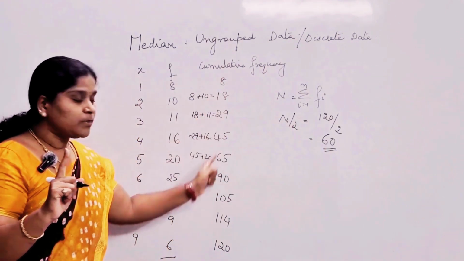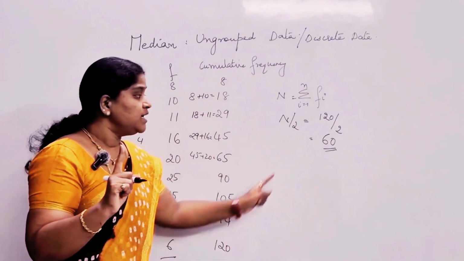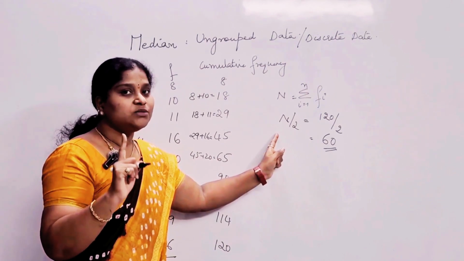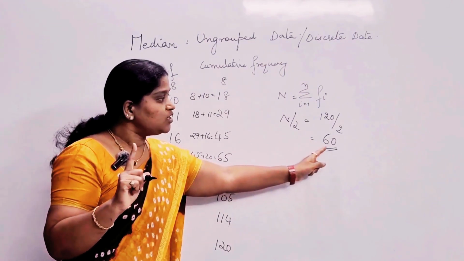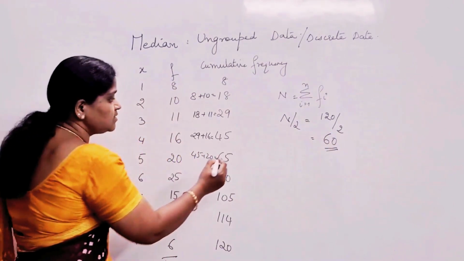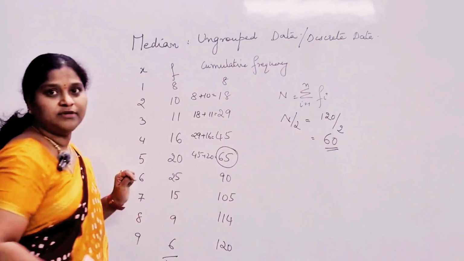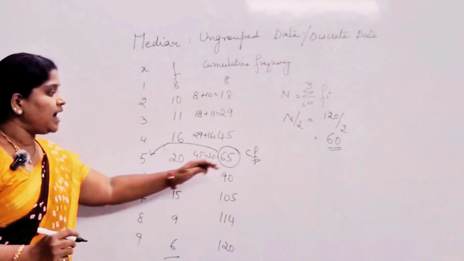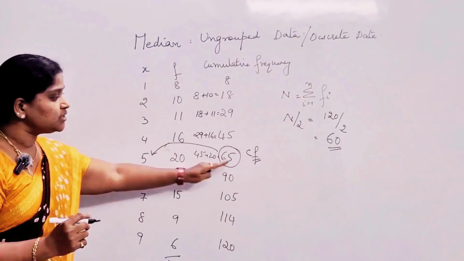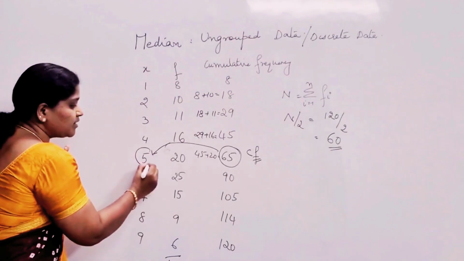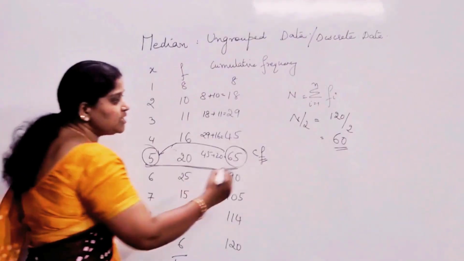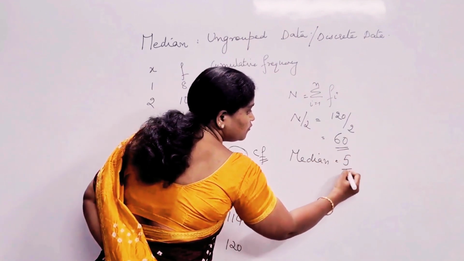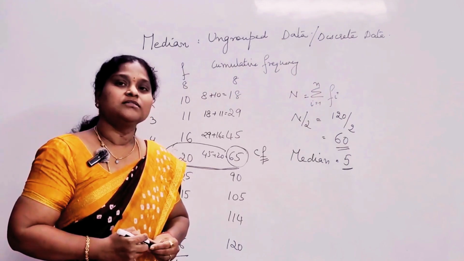In the cumulative frequency column, whichever value is just greater than N by 2 will be the CF value that is required. So the value that is just greater than 60 is 65. Yes, so this will be my required CF, and the corresponding x value to this 65 will be my required median. So the median of this discrete series will be 5.